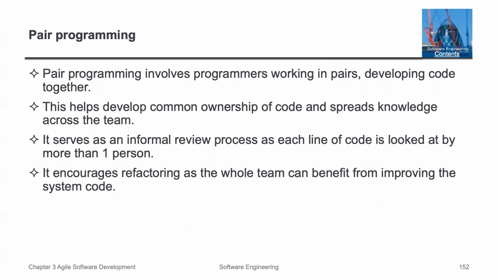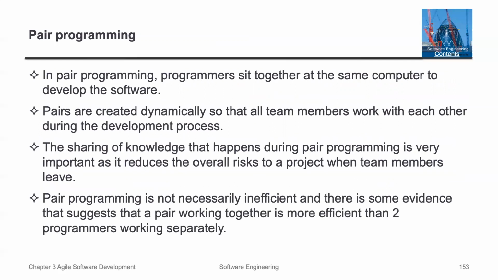Well, what about pair programming? Pair programming involves programmers working as a team of two developing code together. This helps develop common ownership of code and spreads knowledge across a team. It serves as an informal review process as each line of code is looked at by more than one person. It encourages refactoring as the whole team can benefit from improving the code system.